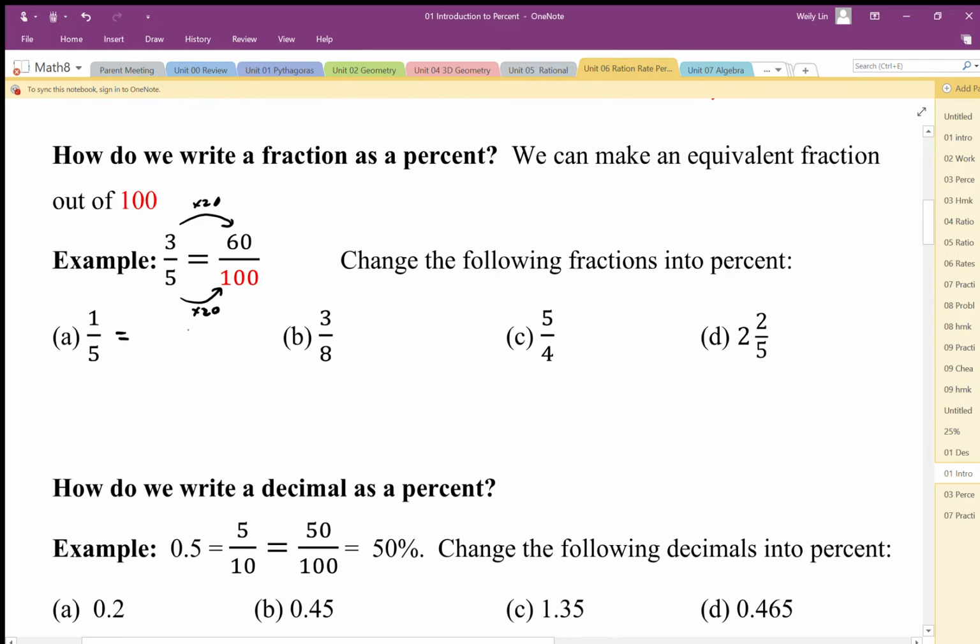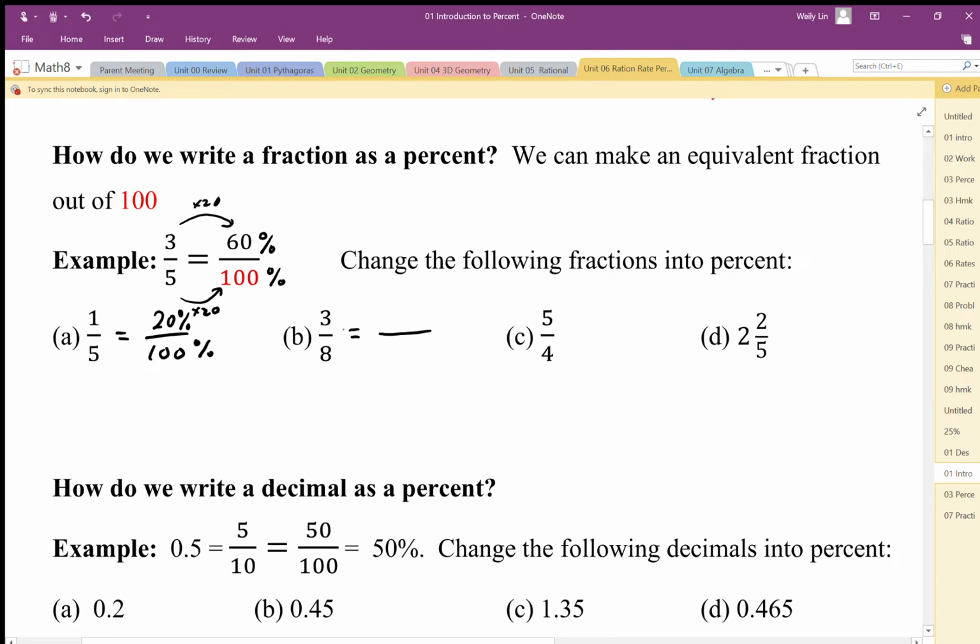So here I'll do the same thing. Make a fraction out of 100. And sorry, the conclusion is this would end up being 60 over 100, or 60%. So 1 out of 5 represents a times 20 multiplier, so I end up with 20%.